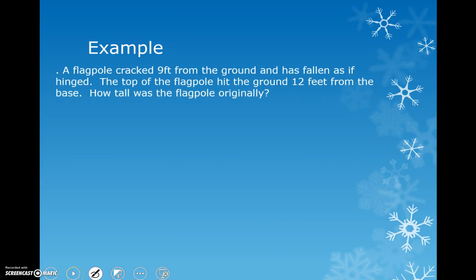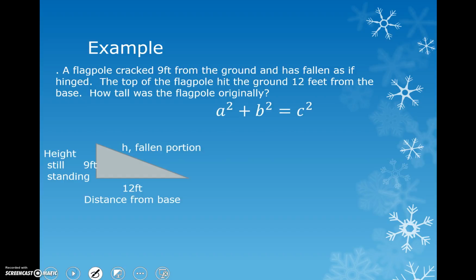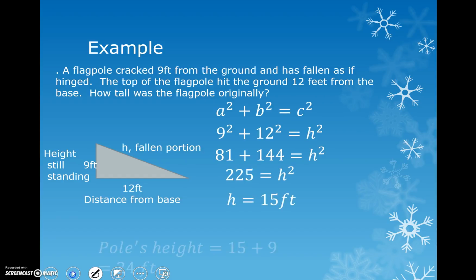The last thing we want to do is, again, one more. Actually, we're going to stop this since it is getting quite lengthy. If you want to take a look at this, I will go ahead and put the things through. This should be the last example for you to take a look at. But essentially here it's talking about a flagpole that's cracked. So this is the height of this piece that's still standing. It falls down, and this is the fallen portion.